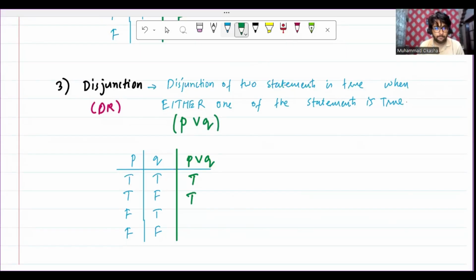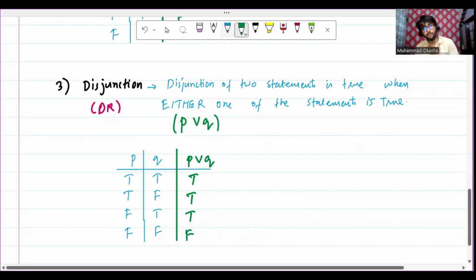Look at the third one. Q is true, but P is false. Still, one of them is true, so I'll make the disjunction true as well. In the last part, because they're both false, the disjunction will be false, right?